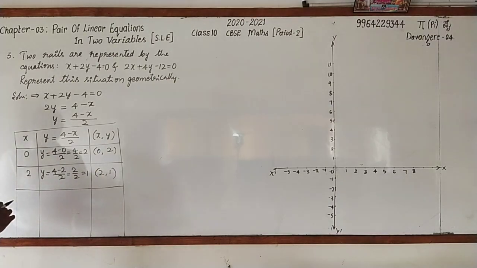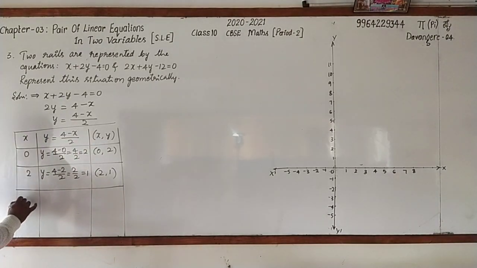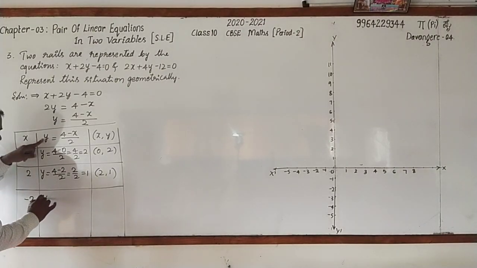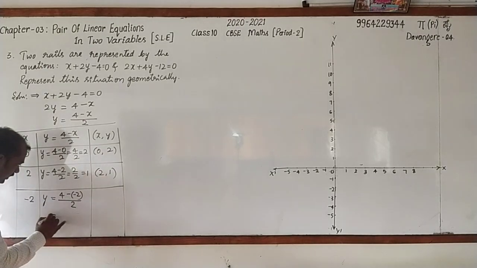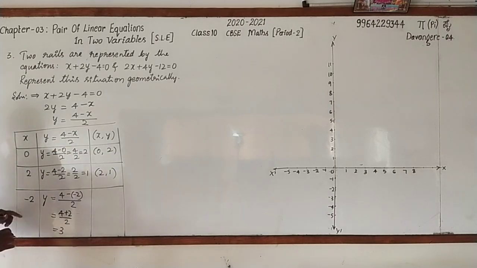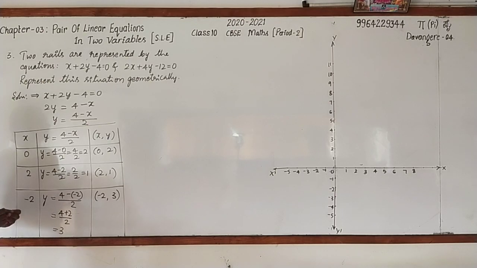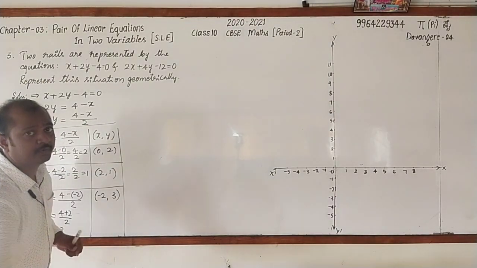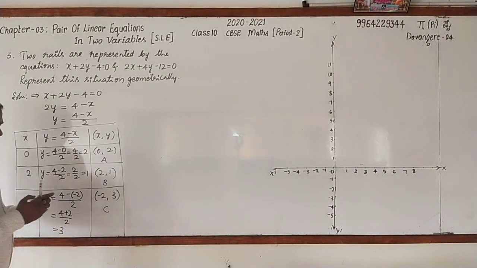Clear? Next, when x is minus 2, minus 2 becomes plus 2. 4 plus 2, 6, 6 by 2, 3. Then y equal to 4 minus of minus 2 by 2. It is 4 plus 2 by 2, this is 6 by 2, nothing but 3. When x is minus 2, y is plus 3. These are the three coordinate points. You can go for naming them as A, B and C.